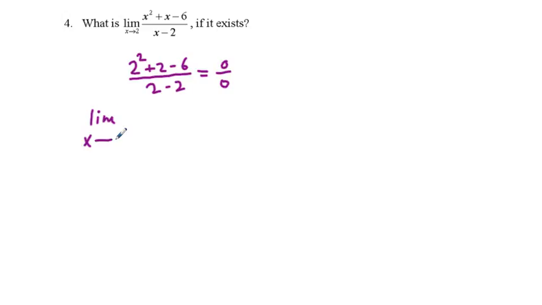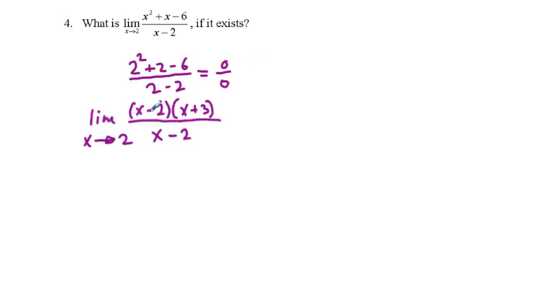And so what we're going to have is the limit as x approaches 2. The next thing we're going to do is try factoring. We're going to have x minus 2 in the denominator, and we know, since we got 0 over 0, that one of the factors in the numerator is going to have to also be this binomial factor x minus 2. And what times x minus 2 is going to equal x squared plus x minus 6? Well, it's going to be x plus 3.